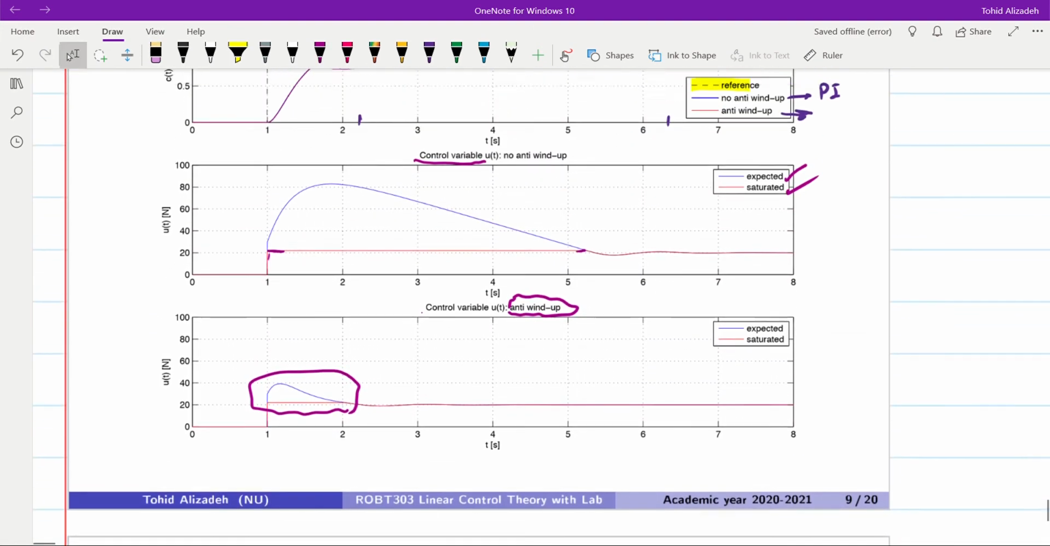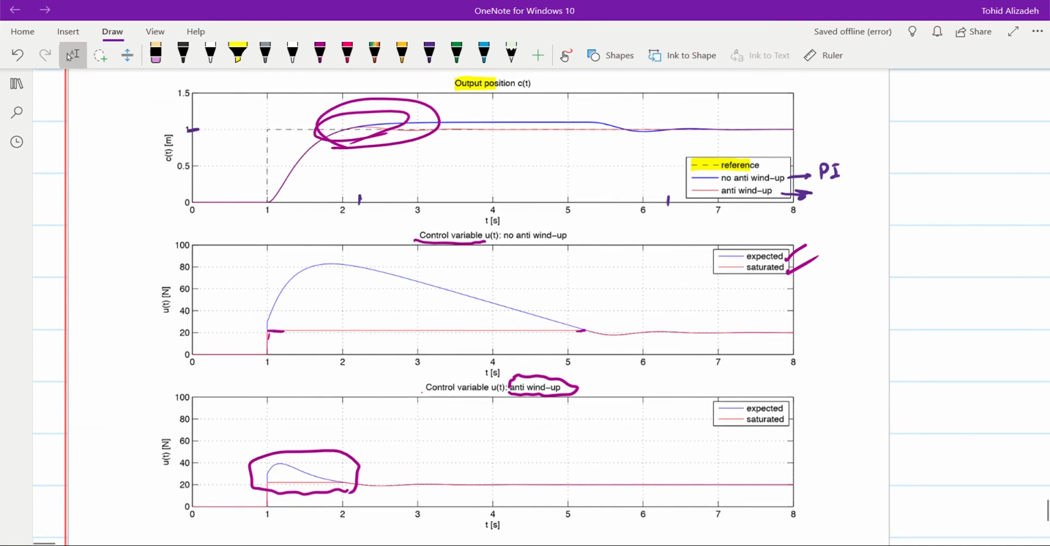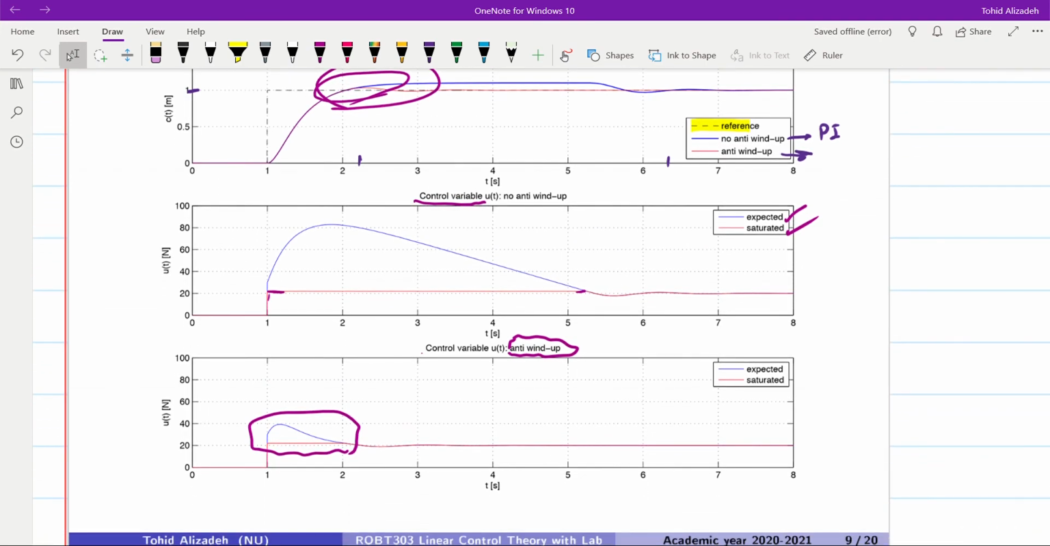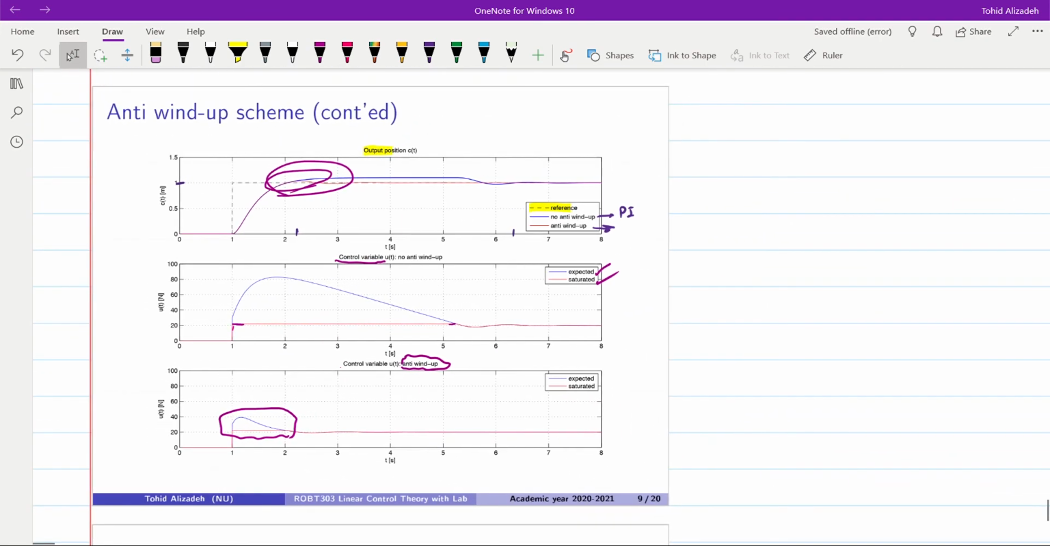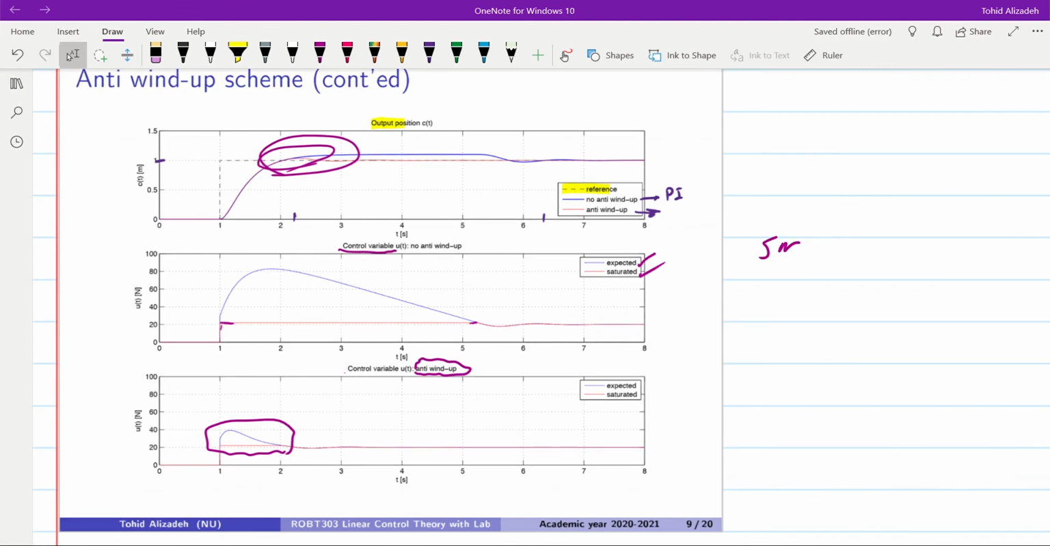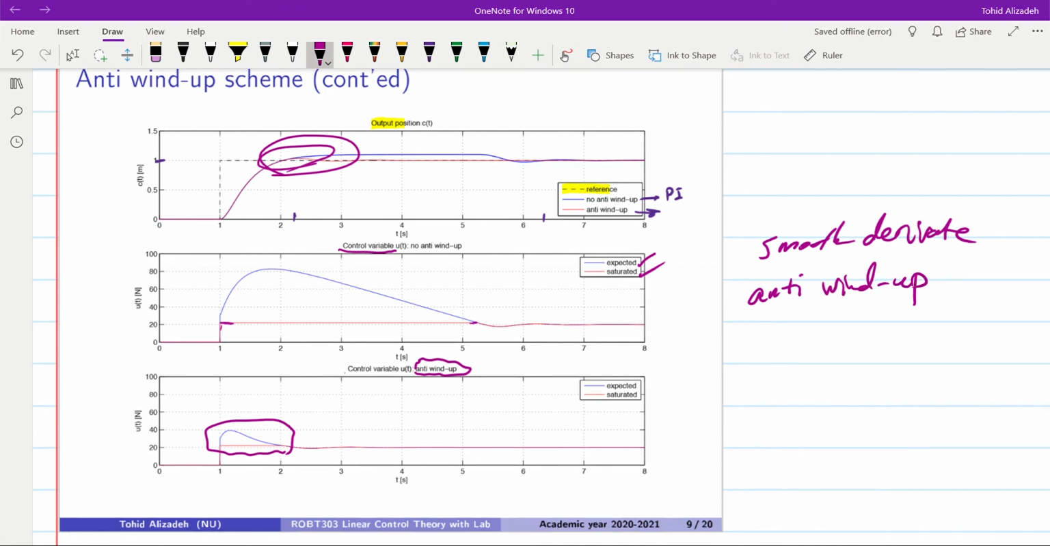Alright, so that's all for this video. I hope you have got the idea about the smooth derivative action for the PID controller, and also the anti-windup scheme or effect that we can have for the PID controllers. I hope this information will be useful for you in doing the lab assignment.